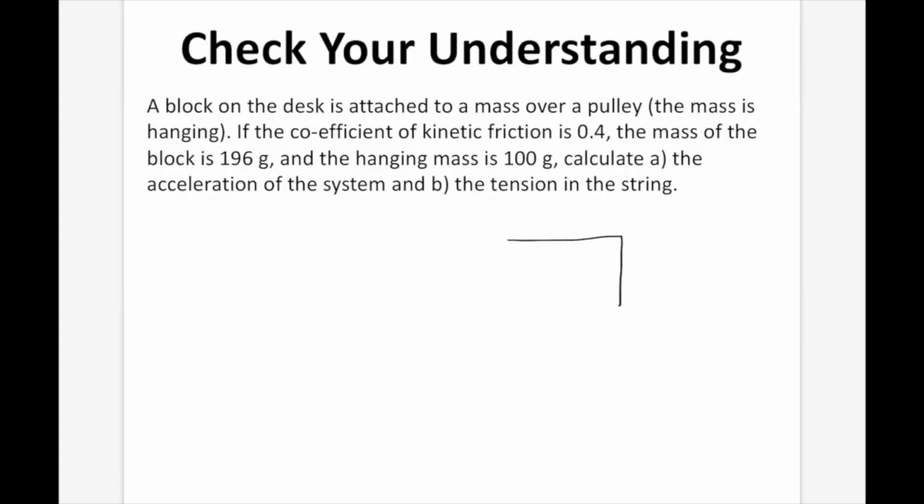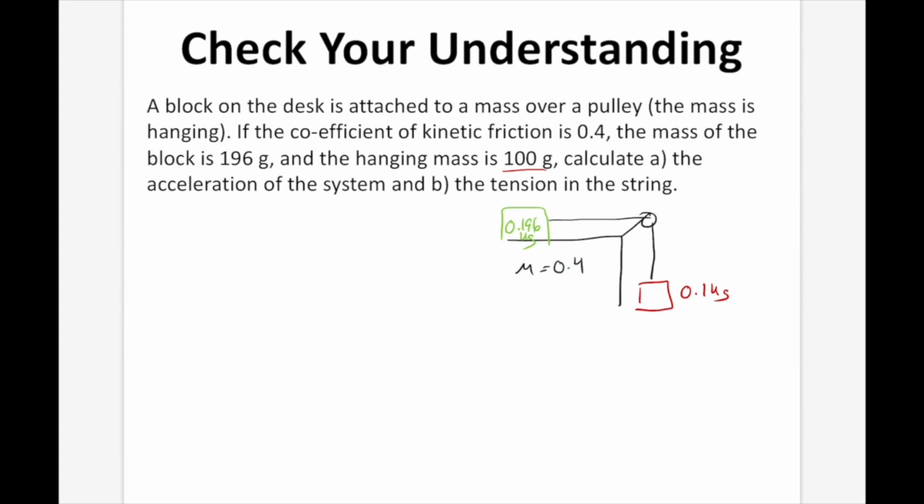So let's draw our desk. We have our pulley, we're going to have our string, and we're going to have our 2 masses. We know the mass of the hanging block is 0.1 kilograms, and we know the mass of the stationary block is 0.196 kilograms. We're also told that mu is equal to 0.4. So we need to find the acceleration and the tension, just as we've been doing. Just like the previous question, we need to find the friction as well.